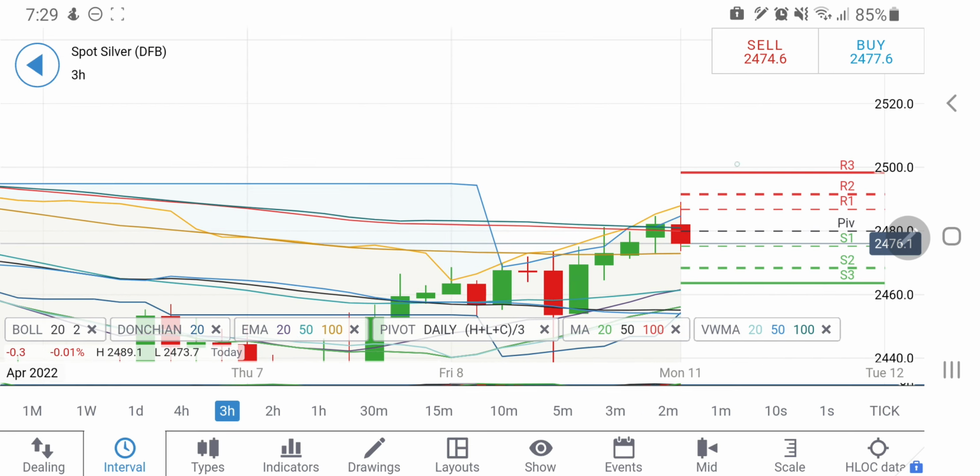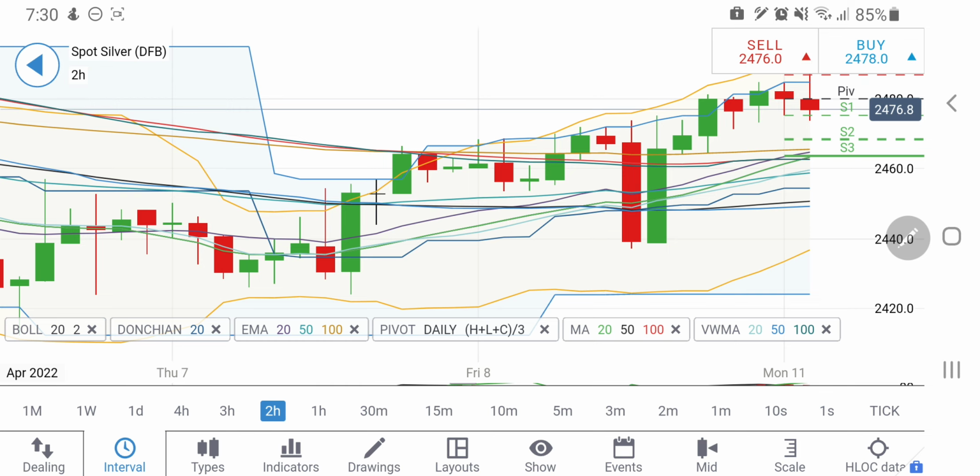On the 3-hour chart, similarly, see, it was trading at the extremes of the Bollinger Bands, and now it is trying to come back to the comfort zone. Once it breaks this zone here at 2470, you can expect that we may see a little drop towards the 2460 and 2450 zone, which is going to be a strong support for silver for the day, and I will be watchful of that.